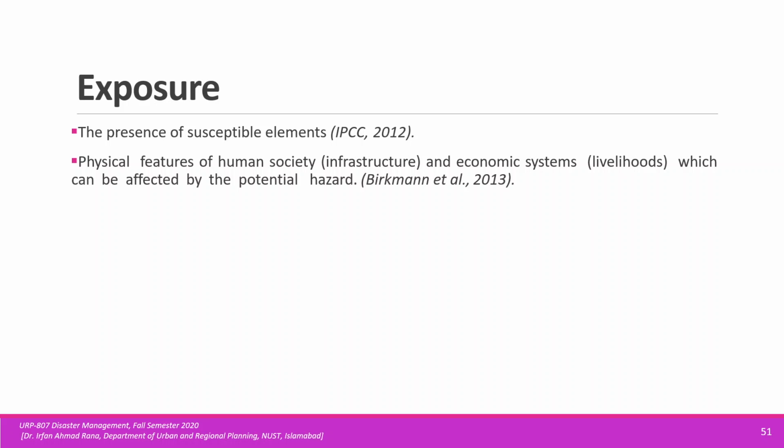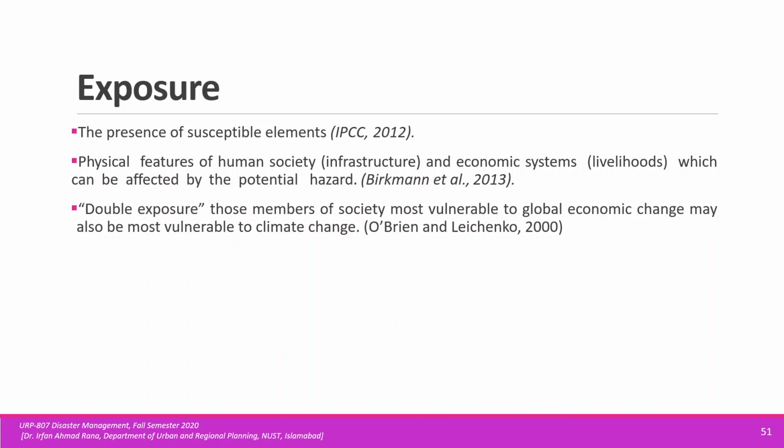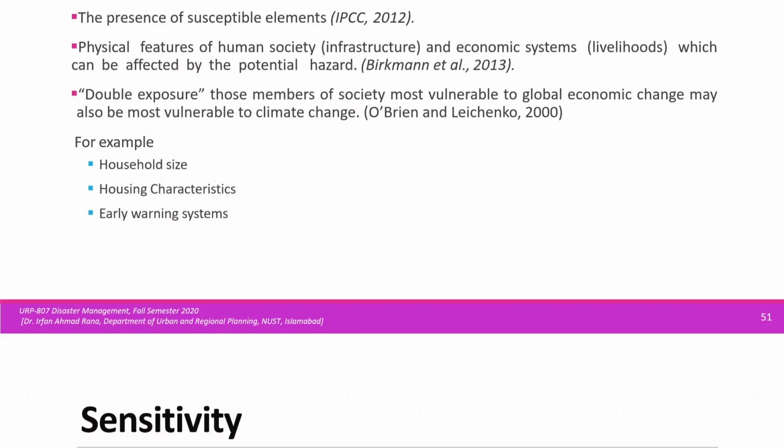Exposure is basically your physical features of society, economic system which are affected by the potential hazard, and people who are exposed. Let's say they are already vulnerable due to economic conditions, like poor people are already there, and another aspect of climate change is being added, so double vulnerability or double exposure is present for those. So what kind of system is already in the area? Household characteristics or warning system.